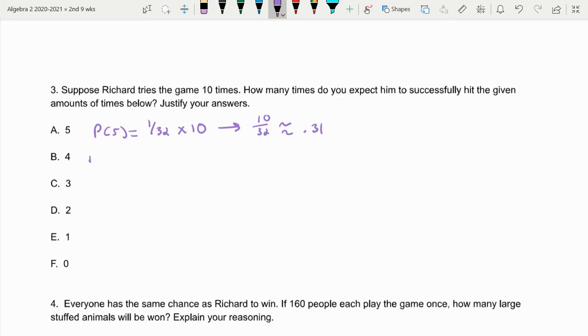Let's look at the next one. The probability of 4 hits is 5 out of 32. Multiply it by 10, and that yields 50 out of 32. Reduce the fraction, get the decimal, and you're going to get 1.56.